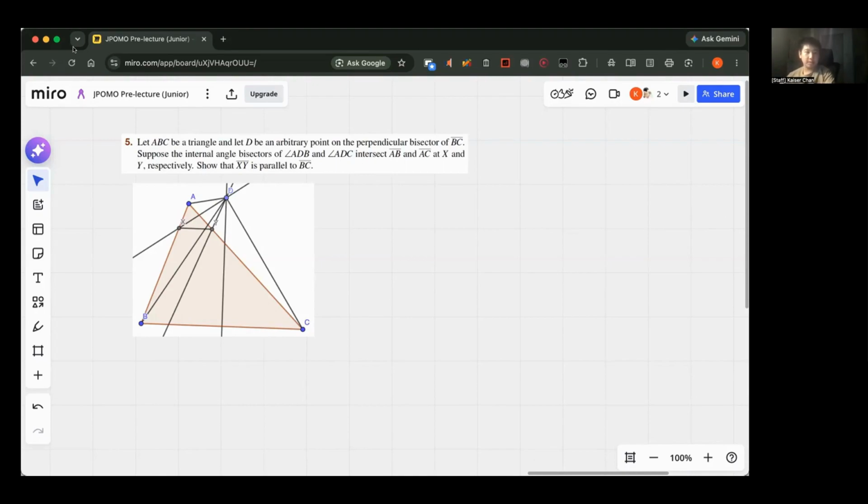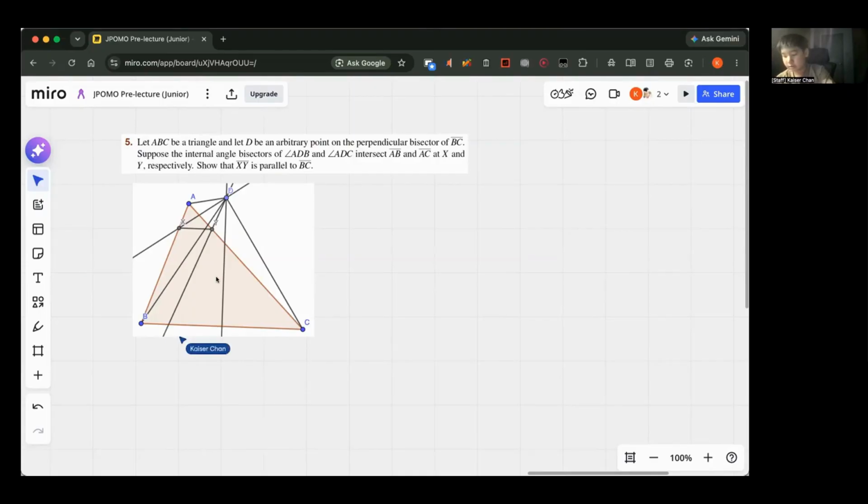So the first one is geometry, and it reads as follows: let ABC be a triangle, and let D be an arbitrary point on the perpendicular bisector of BC. So essentially, this line here. Suppose that the internal angle bisectors of angle ADB and angle ADC intersect AB and AC at X and Y, respectively. Show that XY is parallel to BC.